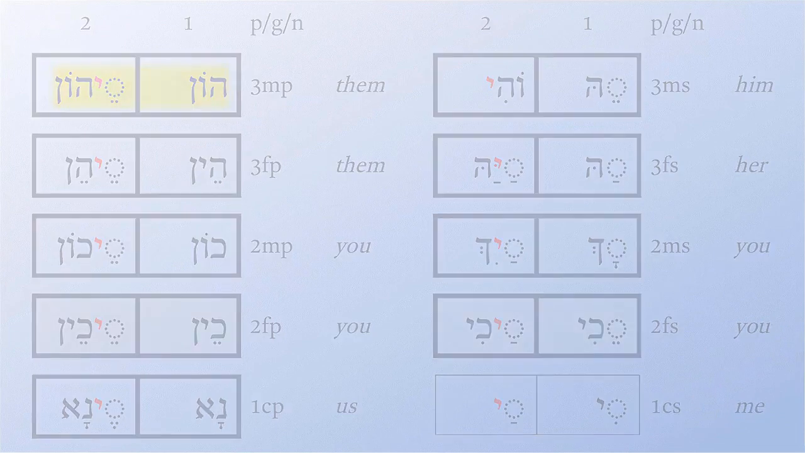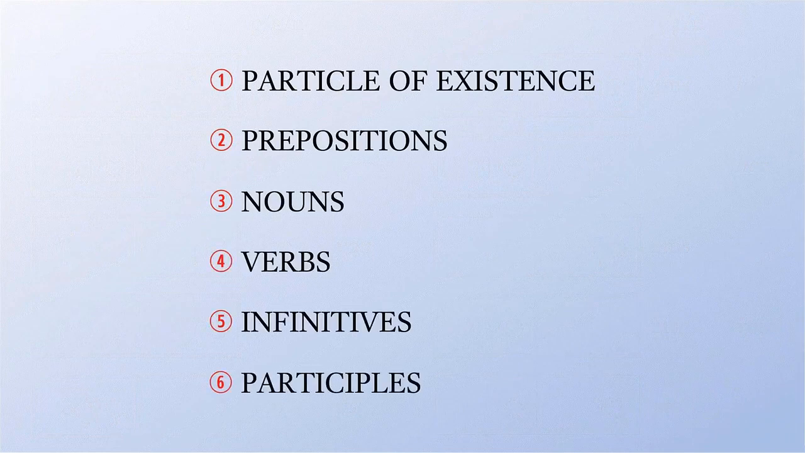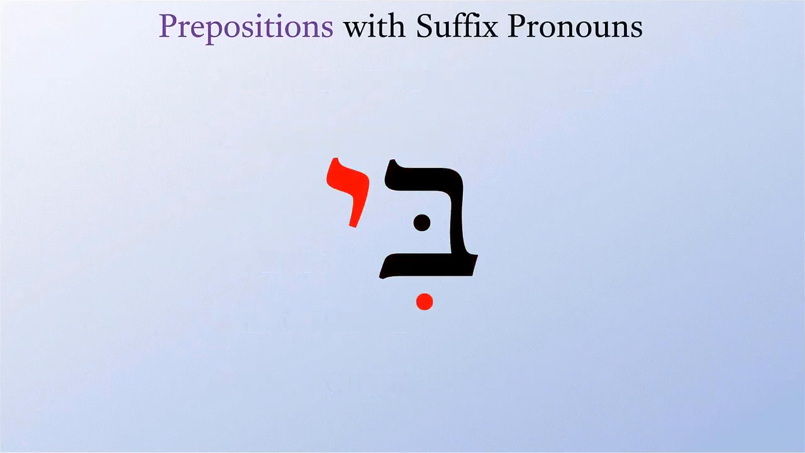Okay. Suffix pronouns attach to certain parts of speech. The first we've already talked about when we covered the particle of existence. That was when a suffix pronoun is attached to the there is or there are idea of the particle of existence, it functions as the subject of a nominal clause. So because we've covered that already, we can move on to prepositions, and after prepositions we'll follow with 3 to 6, so the rest of the items in this list. So let's get on with prepositions now.